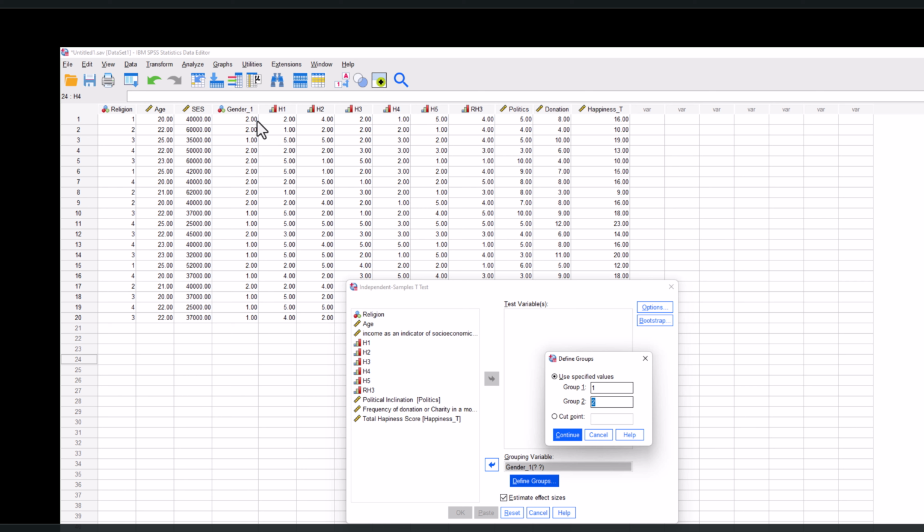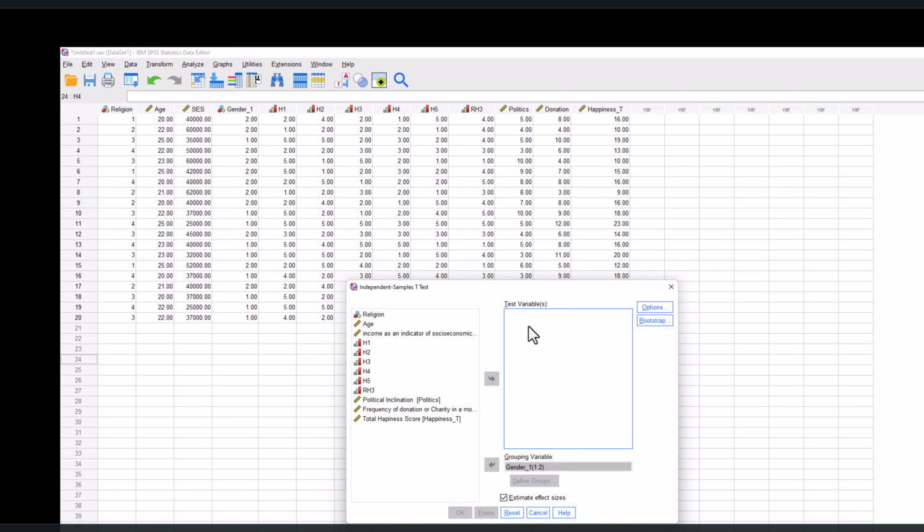In case you have a different coding for your gender, let's say you have the binary variable with 0 and 1 response, you need to change the value in group 1 and group 2. Value 1 and value 2 are provided by SPSS by default. Click Continue. The groups are defined.